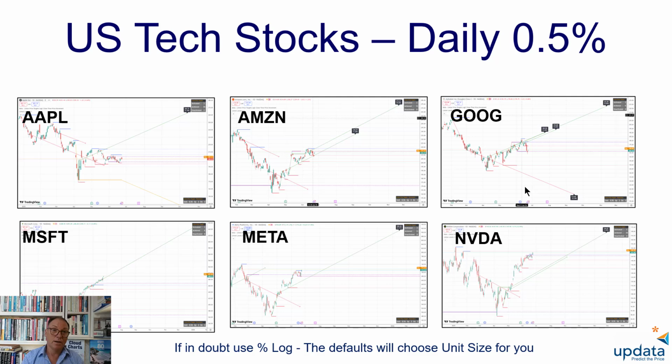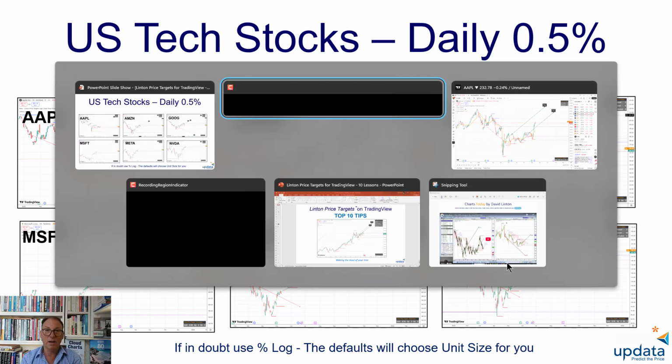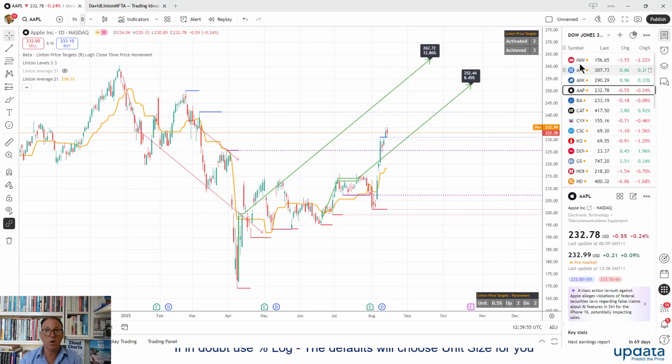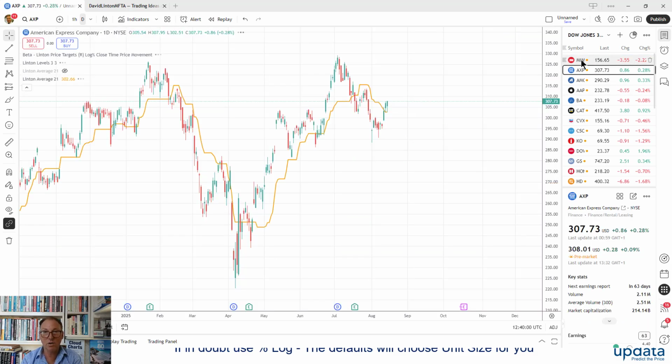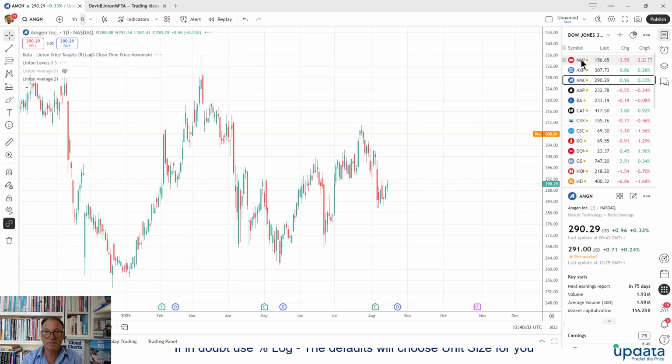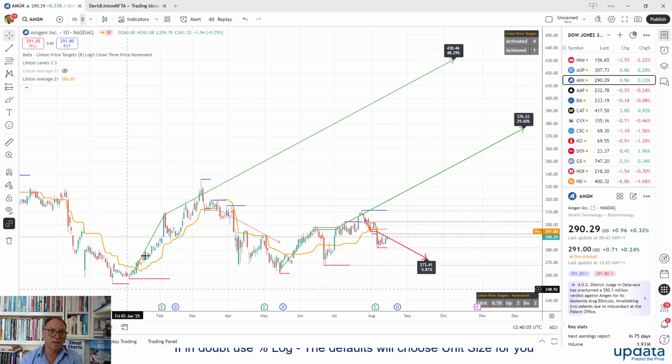Now, if you're a stock picker running through lots of different charts of lots of different instruments, log scale makes a lot of sense because the defaults choose the unit size for you, and you'll get meaningful targets on all your charts straight away. So really, you'll notice that nearly always I'm using log scale, because it just means that whenever I look at a chart, it's finding the thrusts, in this instance the buying and selling thrusts, and putting the targets on the chart for me.